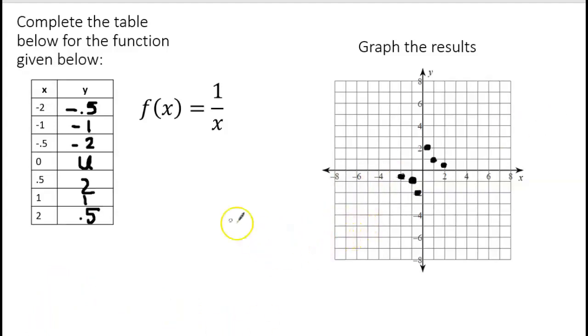Now, you might have noticed something odd happening here at 0. When you plug in 0, you can't have 0 in the denominator. That's undefined. I'm concerned that if you were doing mental math, you might have put 0 here by accident, but 1 divided by 0 is not 0. It actually doesn't exist. There's no answer there. And so our function doesn't exist at this point. If we connect these dots, your graph will actually look like this. If we found a bunch more dots, it would look something like this.